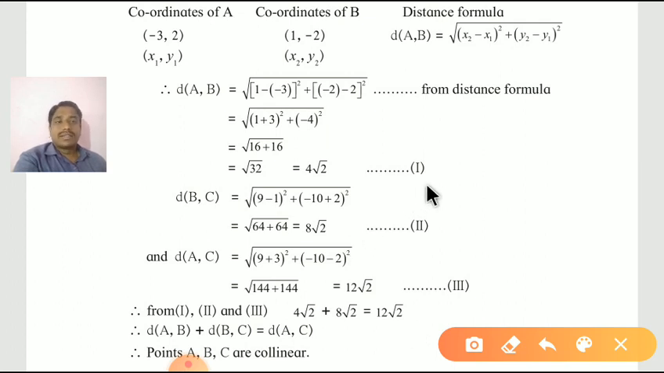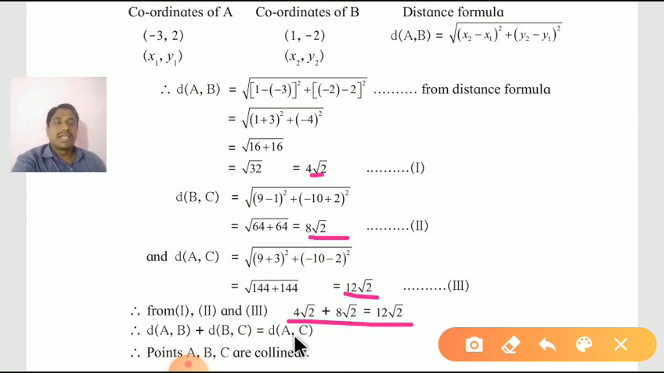Again consider equation numbers 1, 2 and 3. The distance between AB is 4 root 2, the distance between BC is 8 root 2, and the distance between AC is 12 root 2. Among these three, equation number 3 is greater than 1 and 2. Now adding the remaining two, 4 root 2 plus 8 root 2, we get 12 root 2.